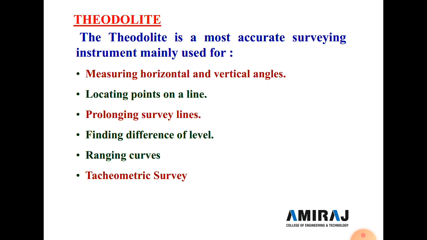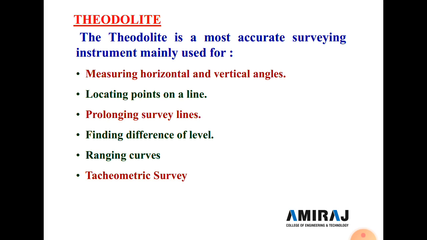Next is finding the difference of level. What is difference of level? All the points are not at the same level. With the theodolite we measure the vertical distance by using the staff, and using the theodolite we measure the horizontal or vertical distance. These are the differences of level.